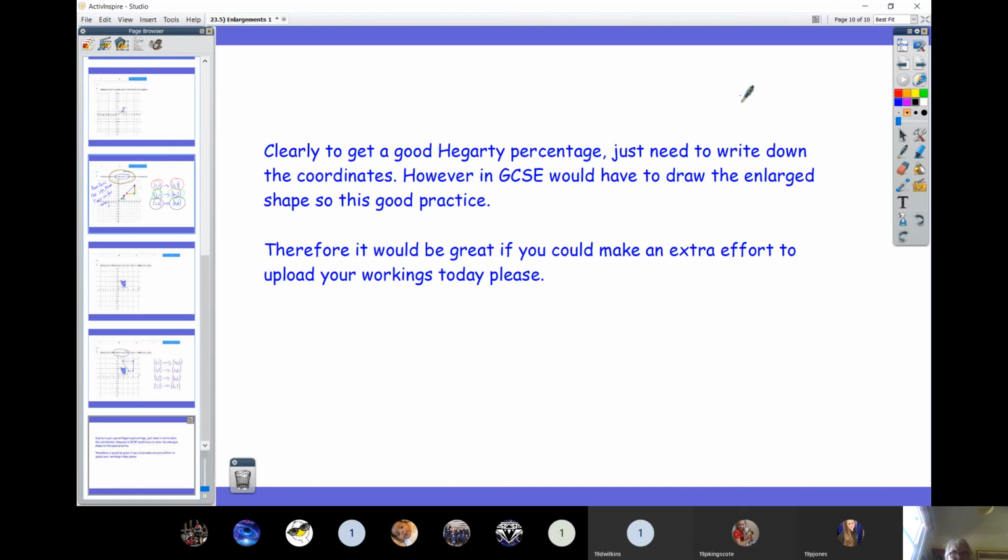And yes, this is a point I said earlier on. Obviously, to get a good mark on Hegarty, which is the main thing, you're just going to need to write down the coordinates. And as I said before, in the real thing, you have to draw the enlarged shape. So if Mr. Hegarty gives you the opportunity to run off a worksheet, so you can actually write these down and perhaps upload your work, that would be super. But at the end of the day, if that's going to be too much, too difficult for you, as long as you can get a good mark in the quiz, that's absolutely fine.